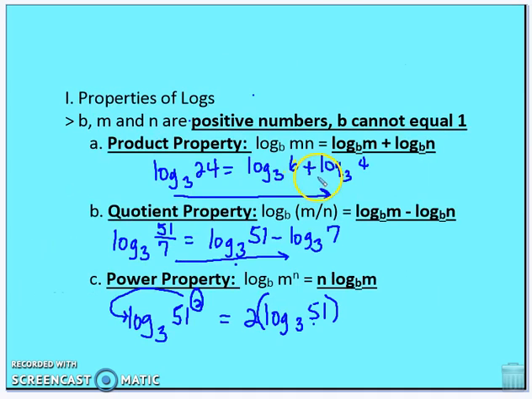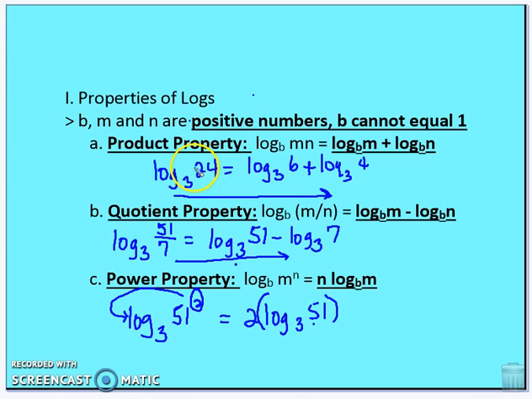As they elaborate the product property, the product property is just the addition of the exponents in the exponential form, but then converted to the log form. So the product property says that we add these two values, which are the factors of the product of that given log.